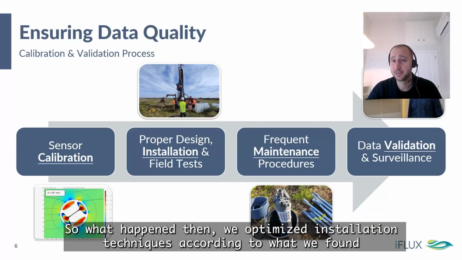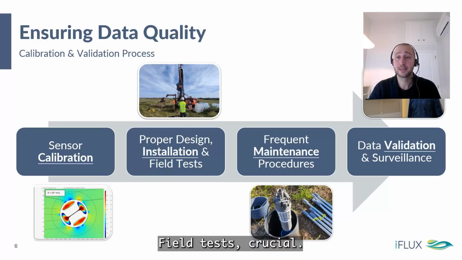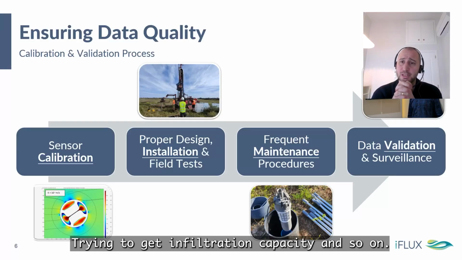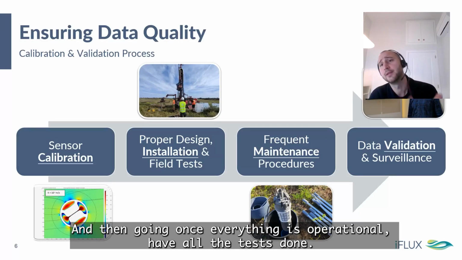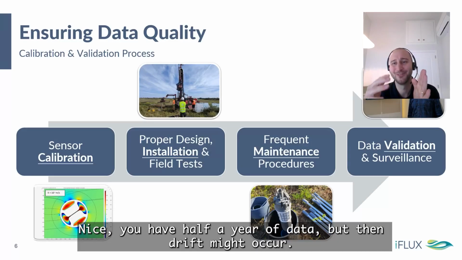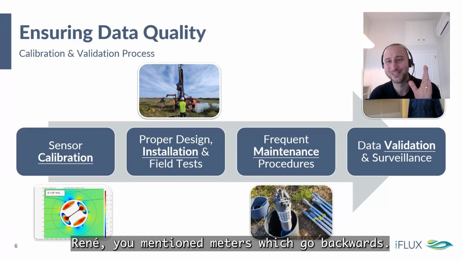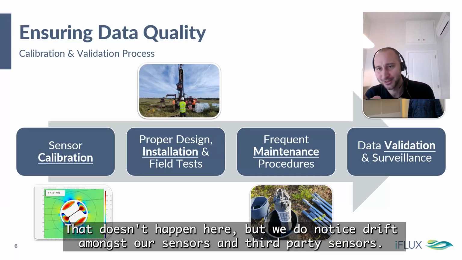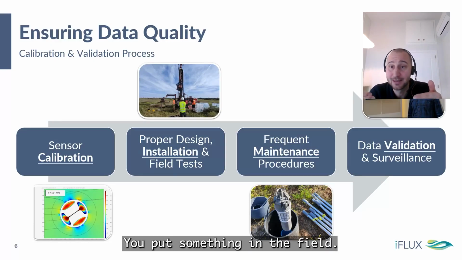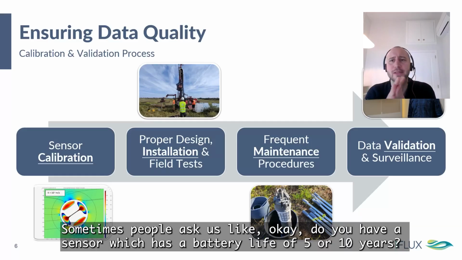So what happened then, we optimized installation techniques according to what we found with local sedimentation. Field tests are crucial, trying to get infiltration capacity and so on. And then once everything is operational and we have all the tests done, nice, we have half a year of data, but then drift might occur. I think, Rene, you mentioned meters which go backwards. That doesn't happen here, luckily. But we do notice drifts amongst our sensors and third-party sensors. It's just normal. You put something in the field. Sometimes people ask us, do you have a sensor which has a battery lifetime of 5 years or 10 years?